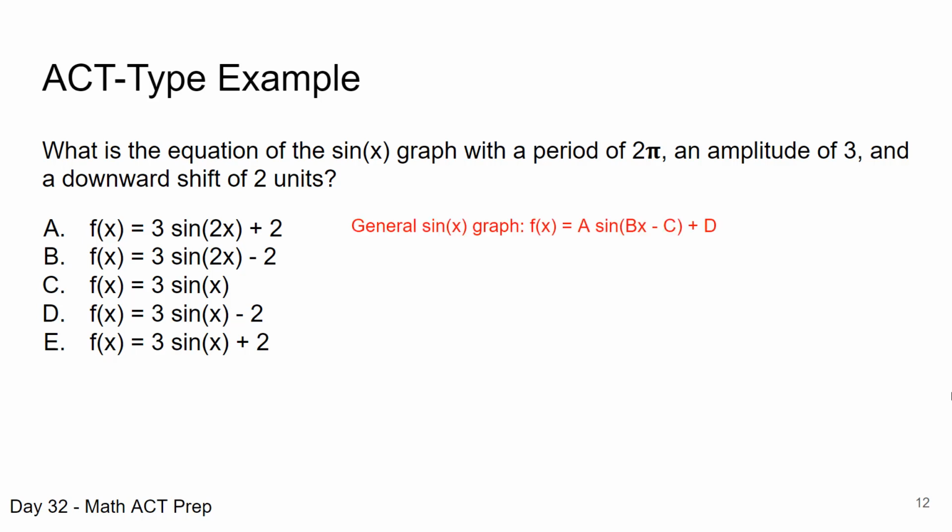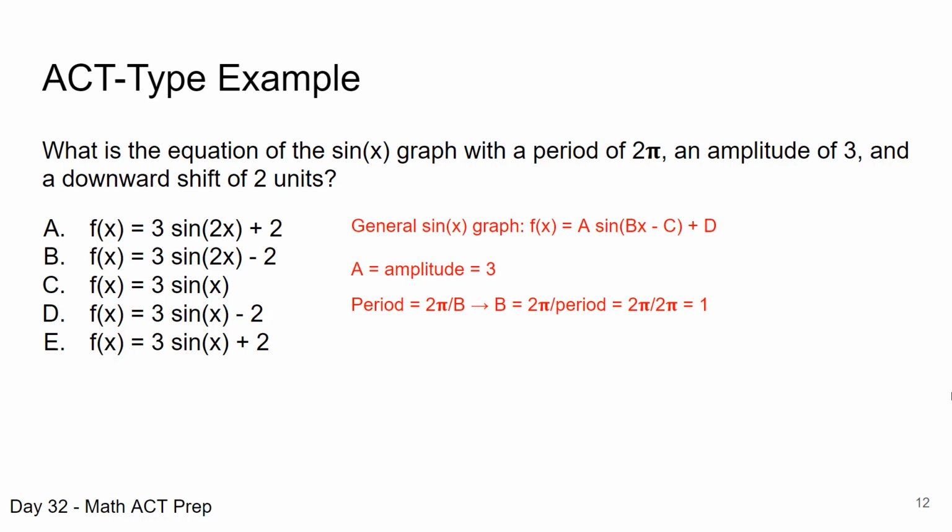Our general sine function, since we're talking about a sine graph, is given in this form. We were told that we had an amplitude of 3. To me, the amplitude's a little bit easier. It's the easiest thing to look at. The amplitude goes out in front of the sine function, so we know that's 3. If we glance at our answer choices, we see all of them have a 3 as an amplitude, so we can't eliminate anything yet. But next we can look at the period.